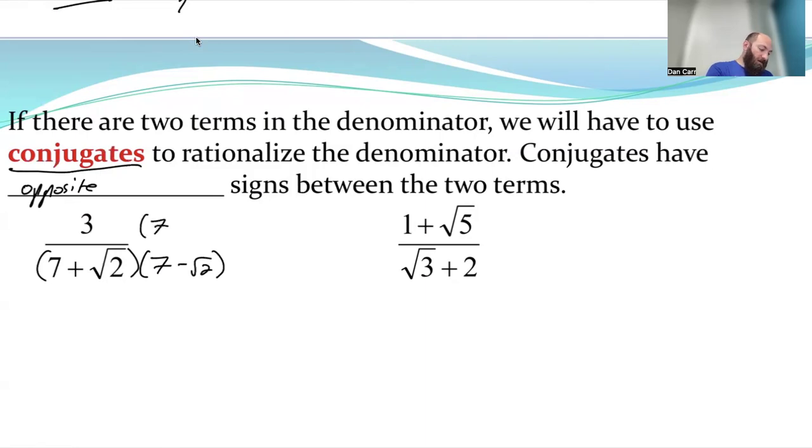Okay. And again, I'm going to do the same thing to my numerator. So I've got to do the same thing to both top and bottom. Down here, or up here, we'll distribute the 3. So it's going to be 21 minus 3 radical 2.